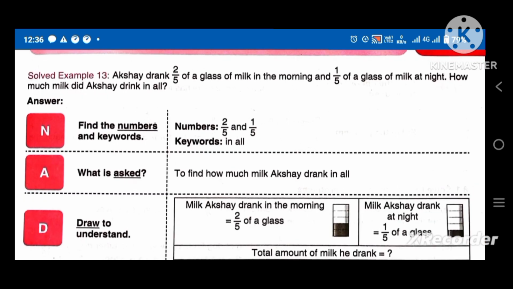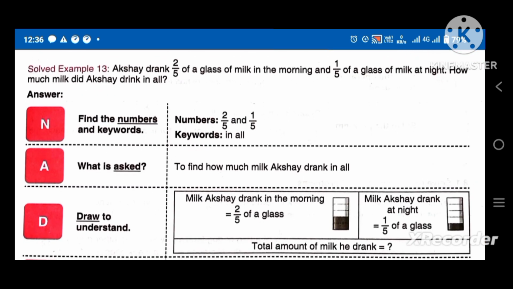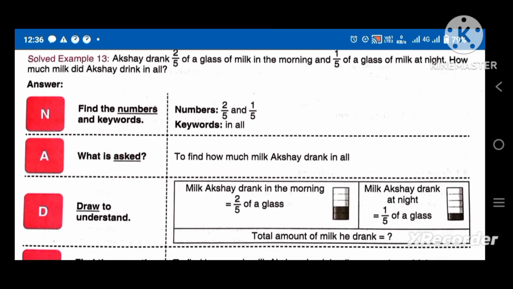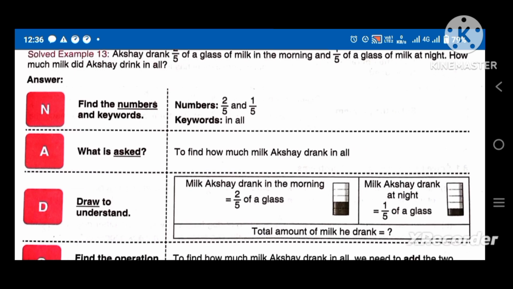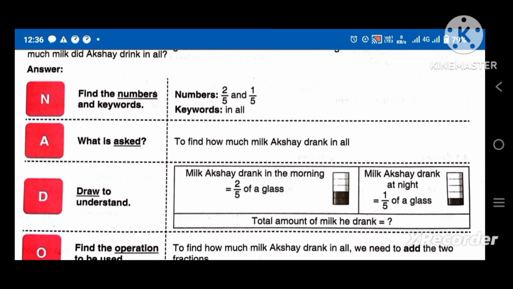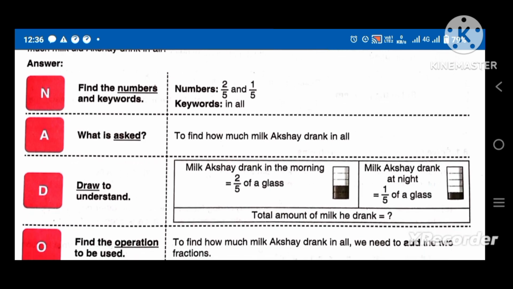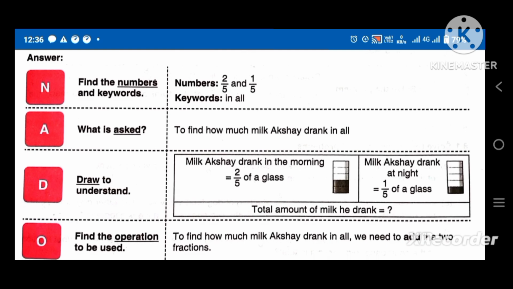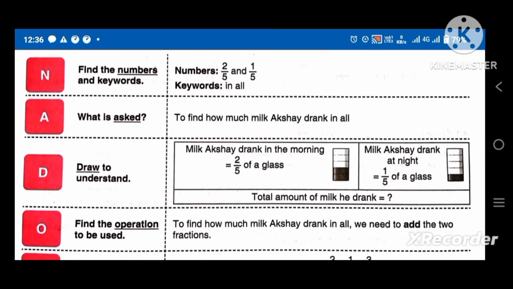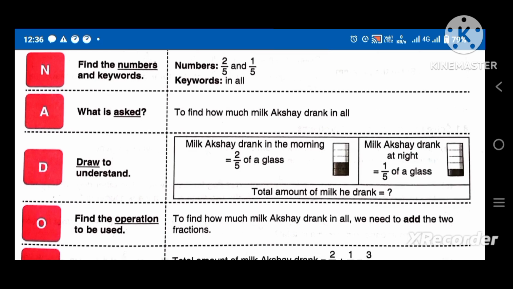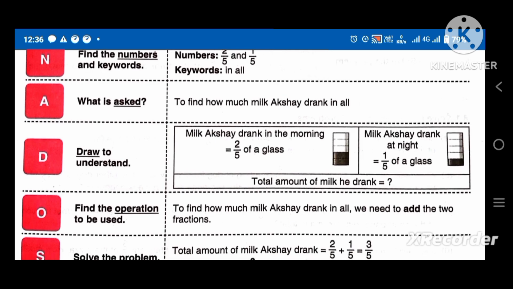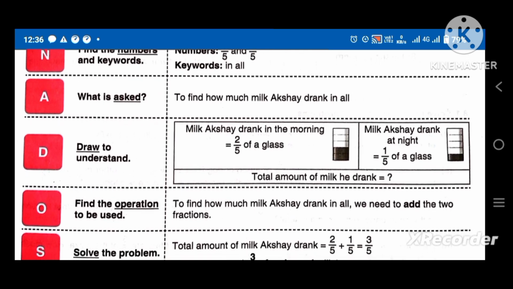Solved example 13. Akshay drank 2 by 5 of a glass of milk in the morning and 1 by 5 of a glass of milk at night. How much milk did Akshay drink in all? Answer. NEPS. First letter is N. Find the numbers and keywords. Numbers 2 by 5 and 1 by 5. Keywords in all. A. What is asked? A means asked. To find how much milk Akshay drank in all.